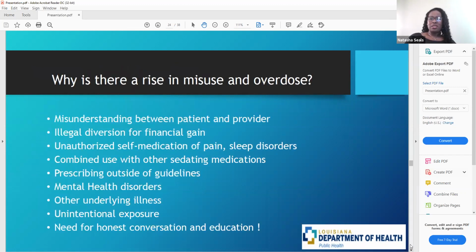So why is there a rise in overdose and misuse? There are so many reasons why. Let's start with misunderstanding between the patient and the provider.